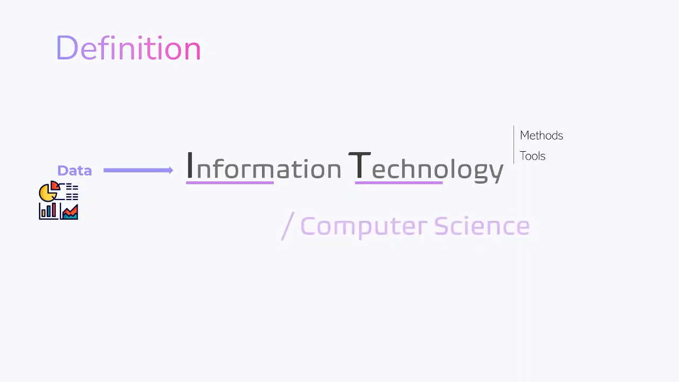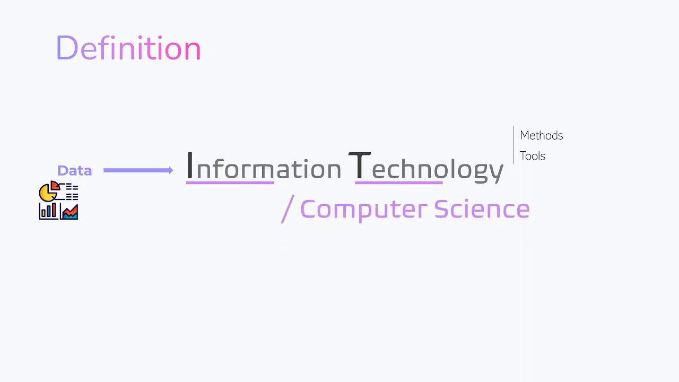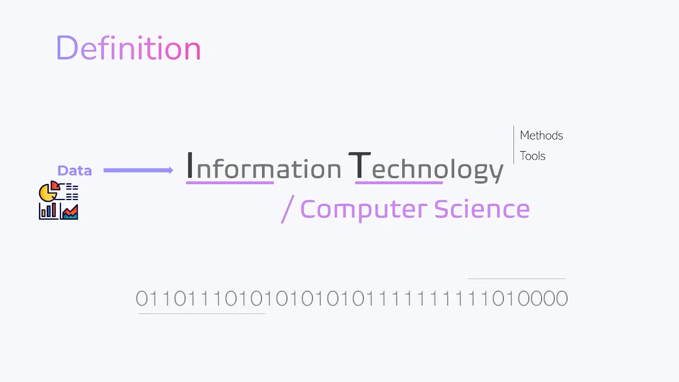So this is usually different from computer science, which is considered more theoretical and much more part of academia and research. So as a recap, information technology is the manipulation and the processing of data, and the methods and the tools that enable us to do that. So data and information is usually expressed in IT as strings of ones and zeros. We see an example here.